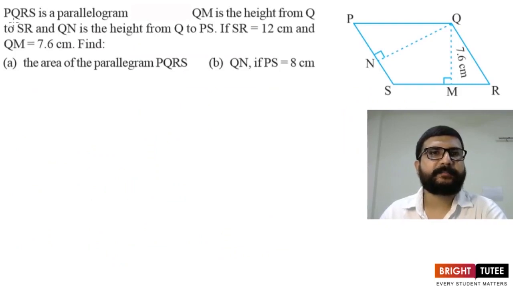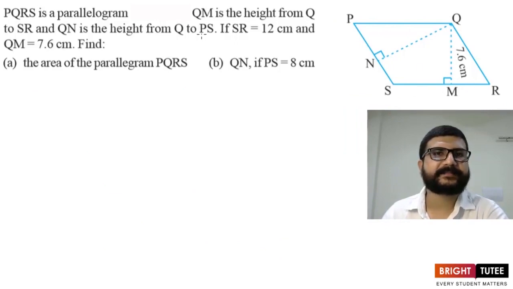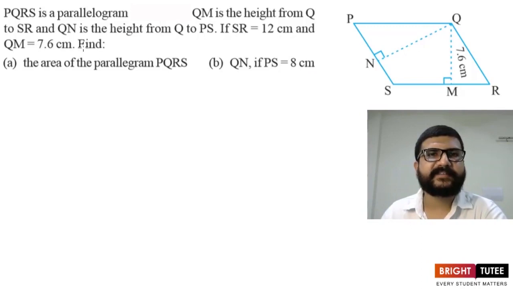The question is, PQRS is a parallelogram as shown here in this figure. QM is the height from Q to SR. As we can see, this QM is height of this parallelogram according to the base SR. And QN is the height from Q to PS, as we can see here in the figure. And it is given that SR is equal to 12 centimeters and QM is 7.6 centimeters. So this SR is 12 centimeters and QM is 7.6 centimeters. It is already marked here.